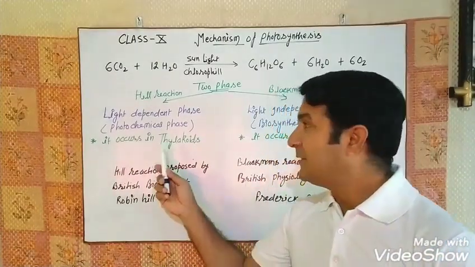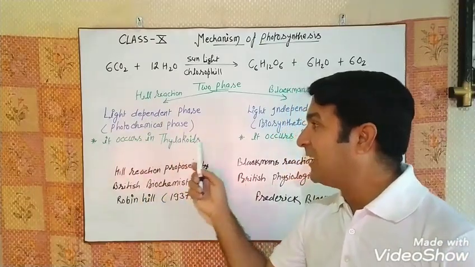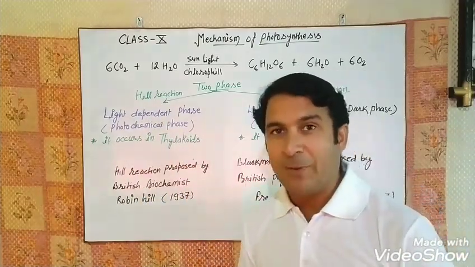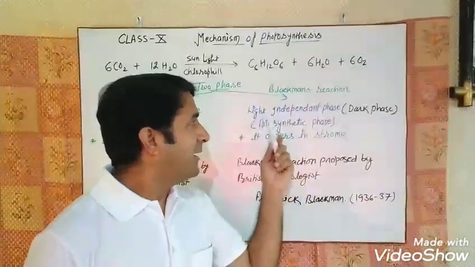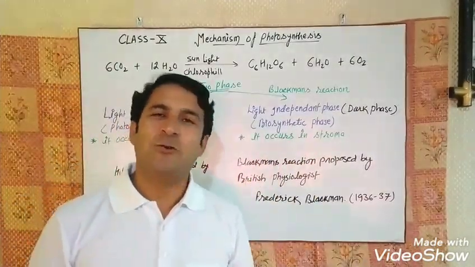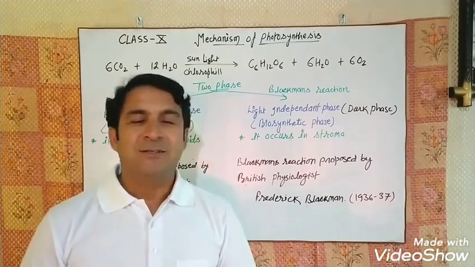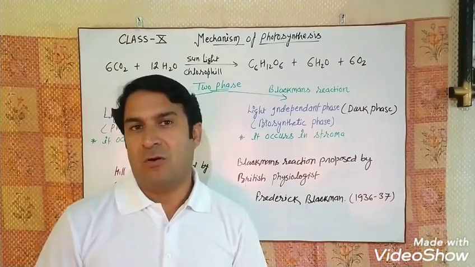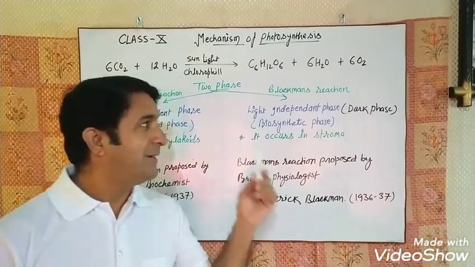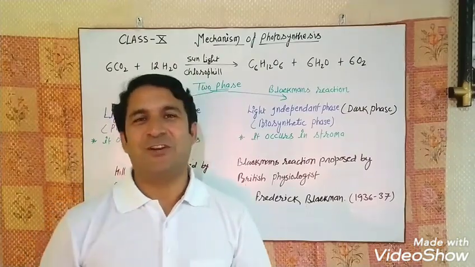Here you can see the part of the chloroplast. The light dependent phase takes place in the thylakoid. It is a part of the chloroplast, and the light independent phase takes place in the stroma. It is also a part of the chloroplast. It is very important to revise the structure of the chloroplast to understand these two phases very clearly. So for this, you see this video.